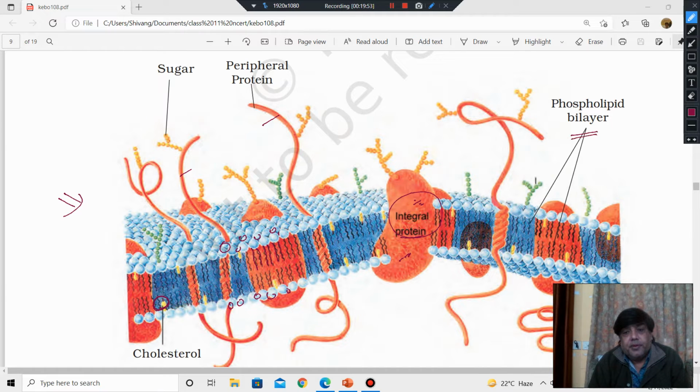Phospholipid bilayer, sugar. This is the sugar moiety attached to the protein, the glycoprotein; on the peripheral protein sugar is attached, and on the lipid sugar is also attached. So this is the glycolipid and this is the glycoprotein.